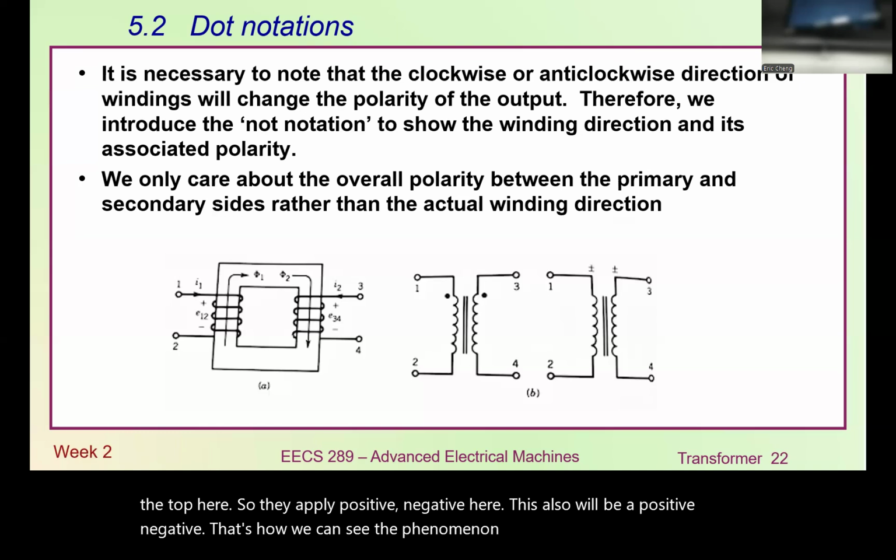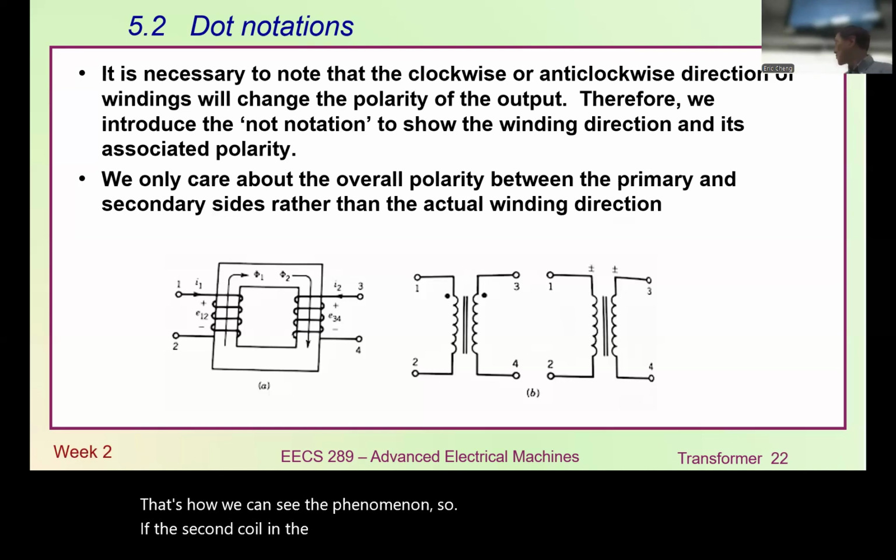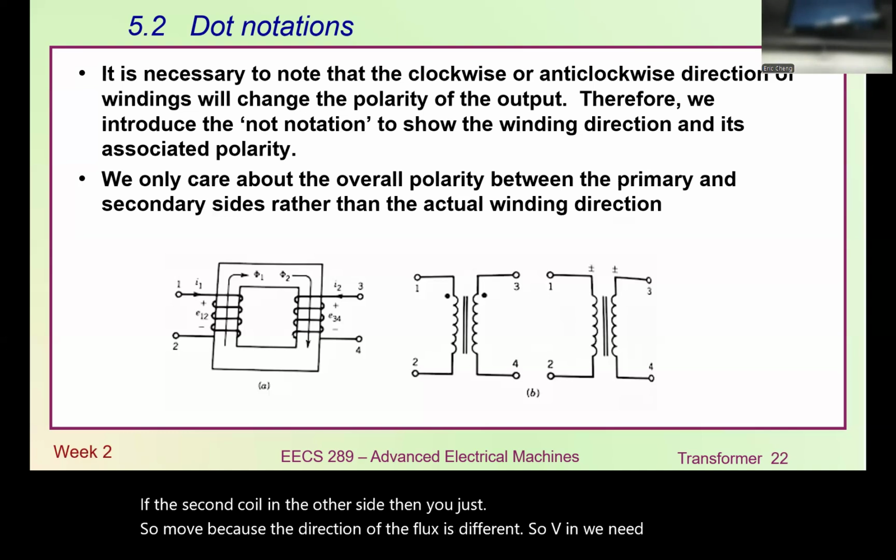If the second coil is on the other side, then you just move it there. Because the direction of the flux is different, we need to put the dot on the underside. That's right, yeah.